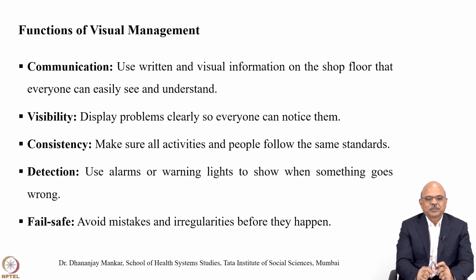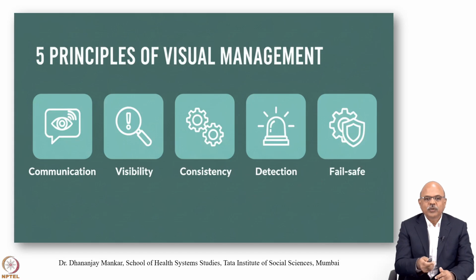Lastly, fail safe. If there are issues, if there are problems, avoid mistakes and irregularities before they happen. So you can prevent those, or you can improve by just giving an alarm and can even reduce the problem. So the principles of visual management can be seen as communication first, visibility second, consistency third, fourth is detection, and last is fail safe. Try to avoid problems. Try to see that detection is there. So the principles of visual management are seen over here.